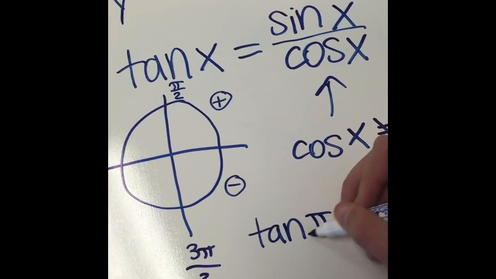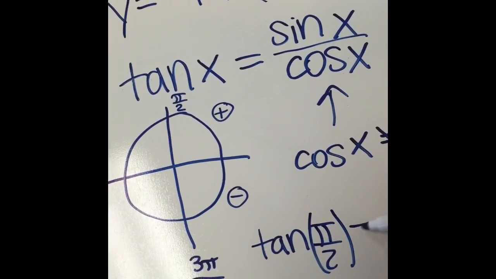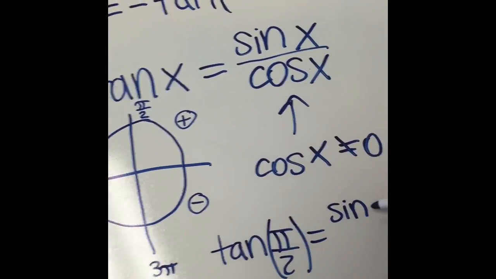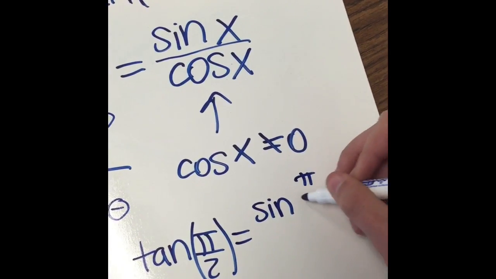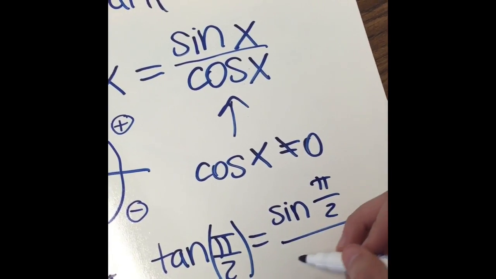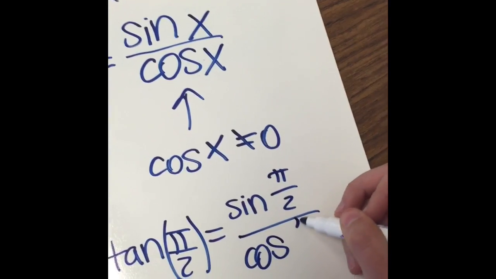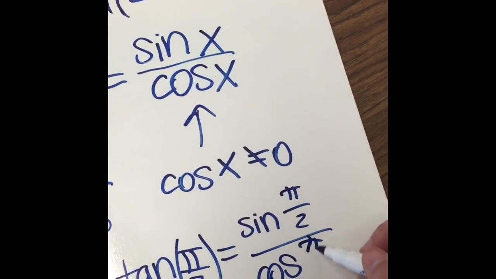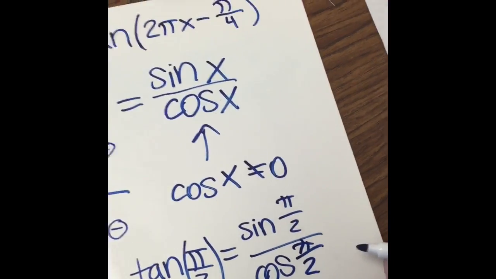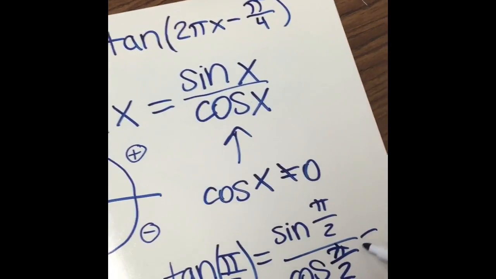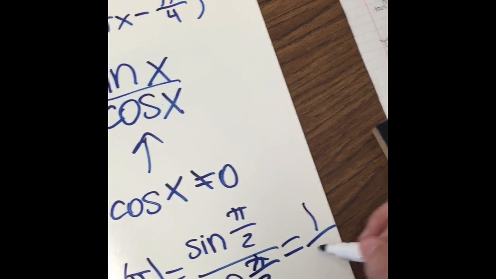And then to test that pi over 2 is one of the asymptotes and that it comes out undefined, you do tangent of pi over 2 is equal to sine of pi over 2 over cosine of pi over 2. You plug it into sine over cosine because tangent is equal to that, and then you'll get 1 over 0, which is undefined.